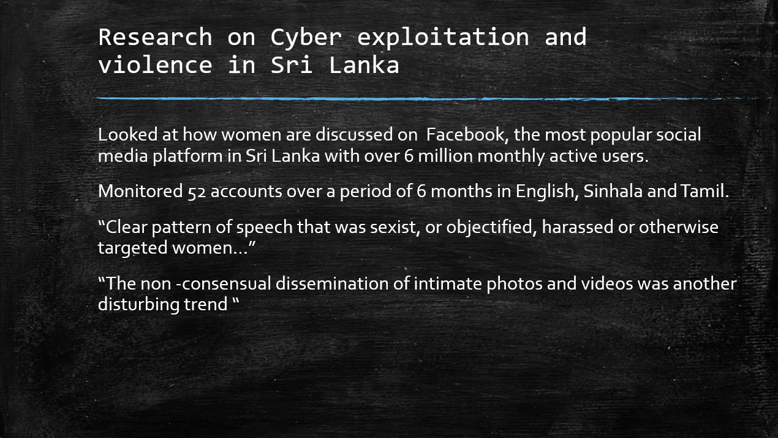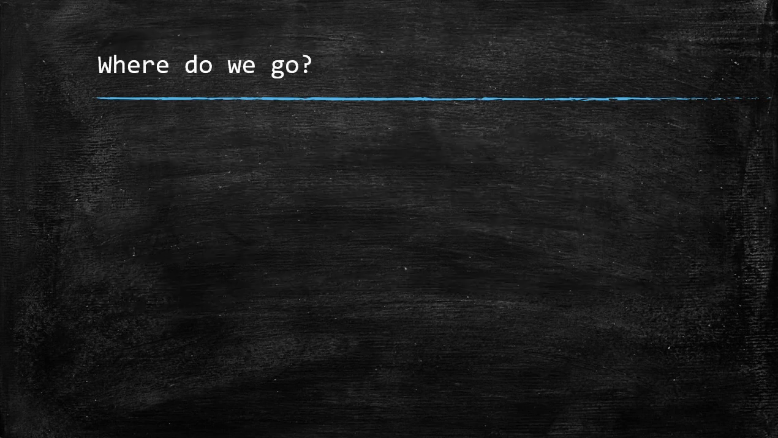So they monitored 52 accounts over a period of 6 months in all three languages, and they noticed that there was a clear pattern of speech that was sexist, that objectified them, that harassed or otherwise targeted women. The non-consensual dissemination of intimate photos and videos was another disturbing trend. So this is the reality. This is happening in our own backyard. But where do we go?